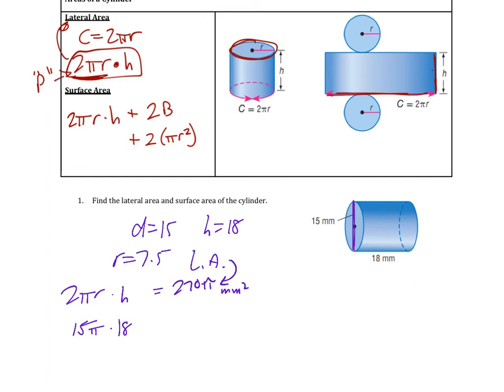So then for area of the base, that's going to be 7.5 squared times pi. And that's going to be times 2. So that's 353.429. Then I'm going to add those two. Could I get a big ugly decimal? Absolutely I can. I can just also leave it as 623.43 pi millimeters squared. That would give me my answer.